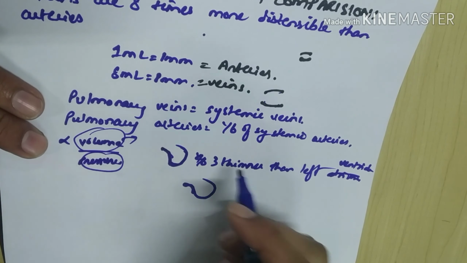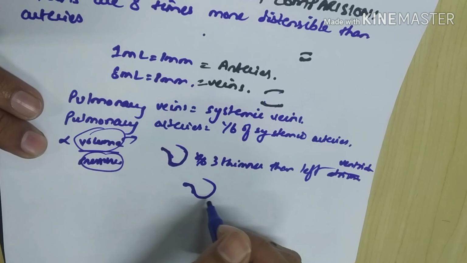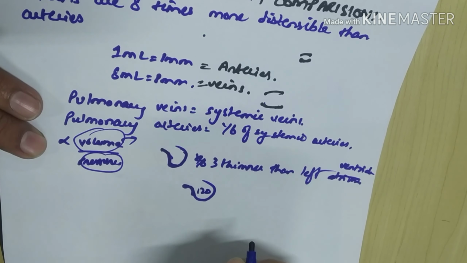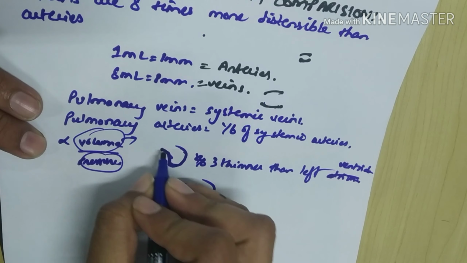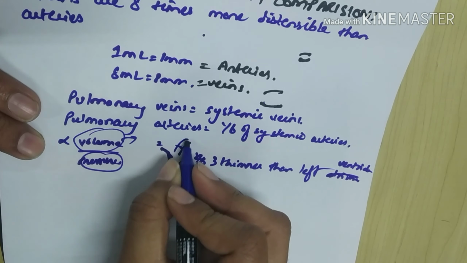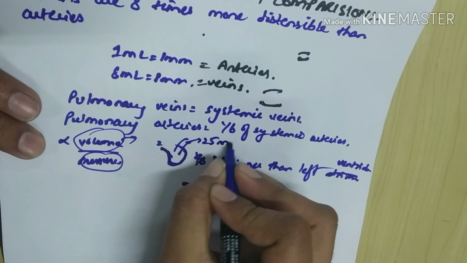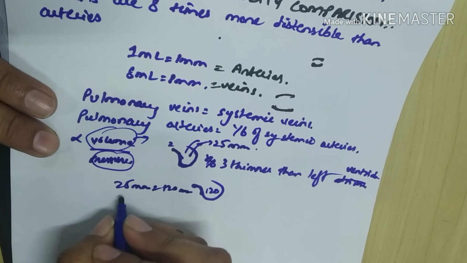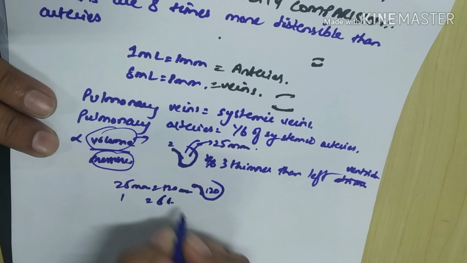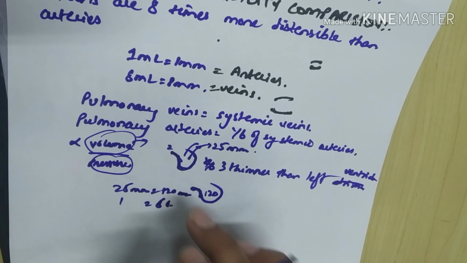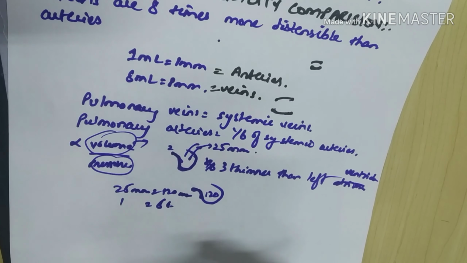The pressure is more in the left ventricle because it's 3 times thicker, and it can pump the blood up to 120 millimeter Hg, whereas the blood in the pulmonary arteries travels at a pressure of 25 millimeter Hg. So now you can compare 25 millimeter Hg to 120 millimeter Hg. It's about 1 over 6 times. The aortic pressure is 6 times more than the pulmonary arterial pressure.